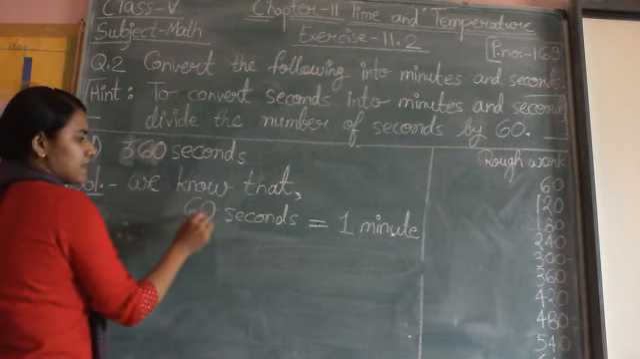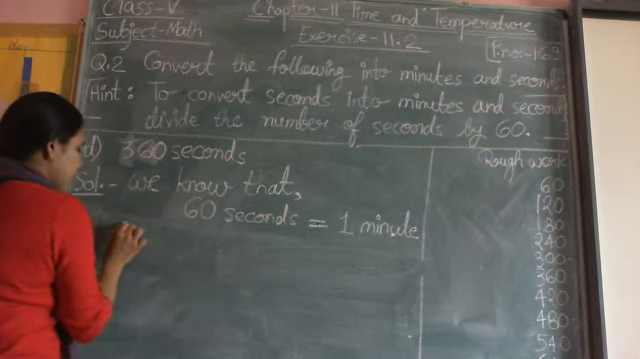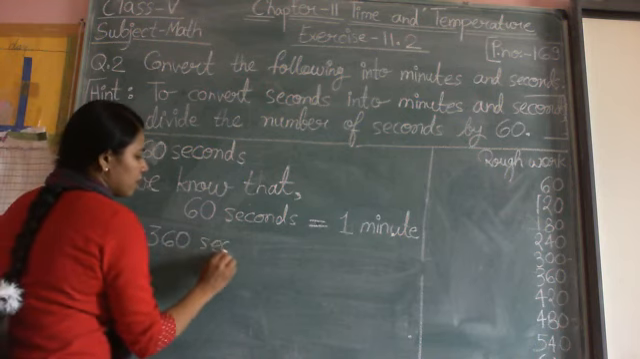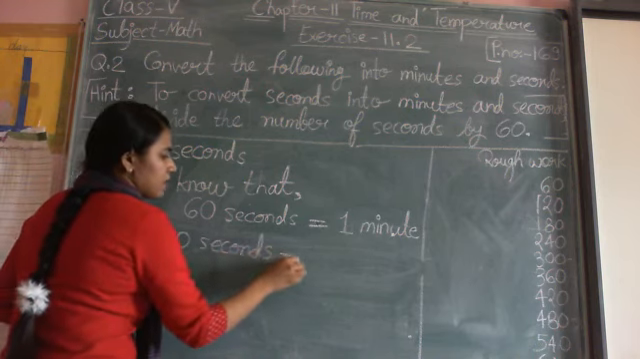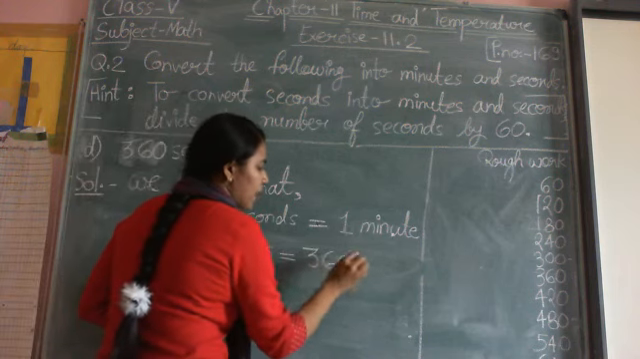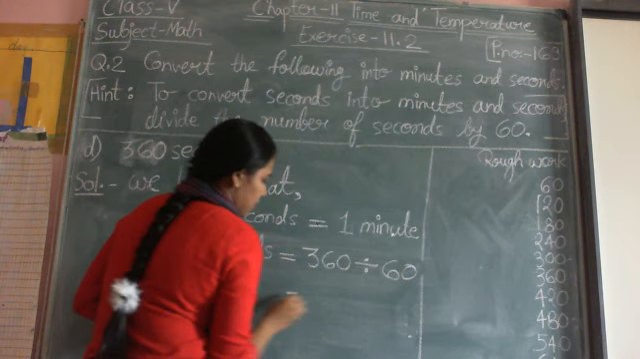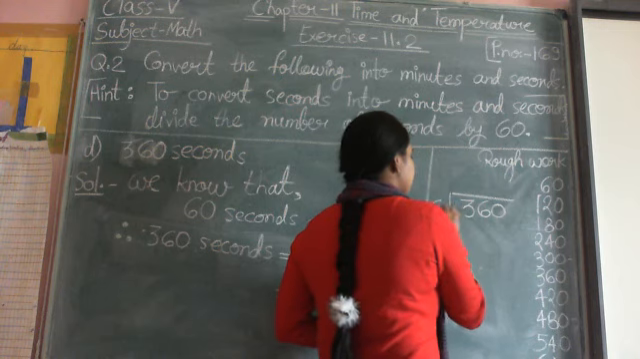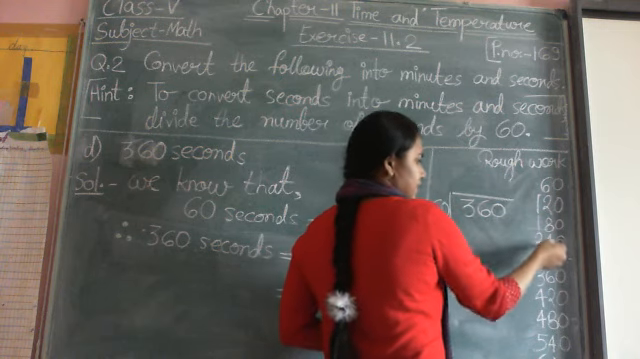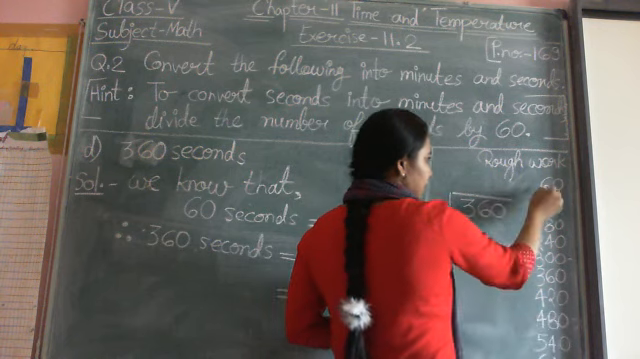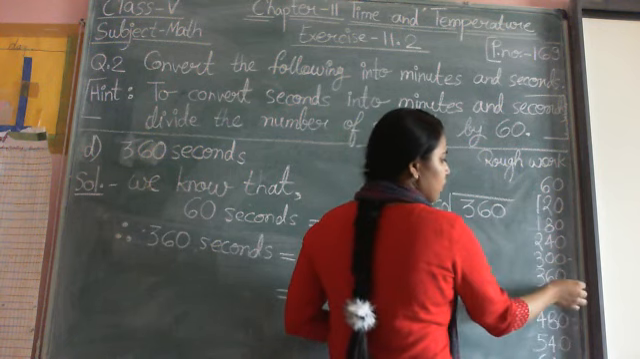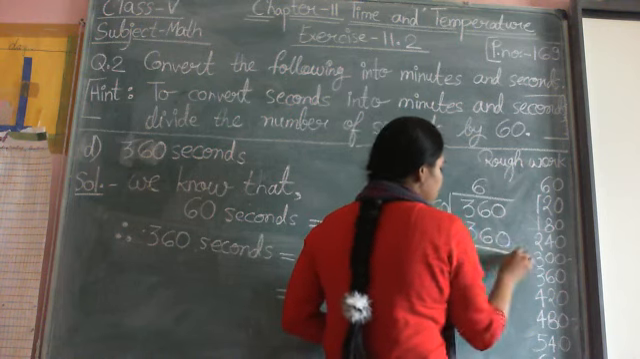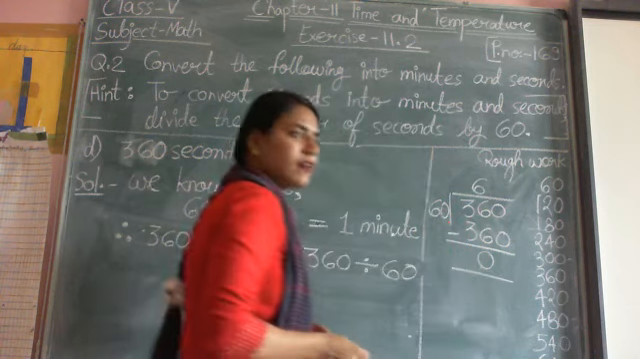So we know that 60 seconds is equals to 1 minute. Therefore, 360 seconds is equals to 360 divided by 60. Now in rough work, divide 360 by 60. First of all, check does 360 come in the table of 60. Yes, it comes in the table of 60, 6 times. So 6 sixties are 360. Subtract both. After subtraction, 0 is remainder.